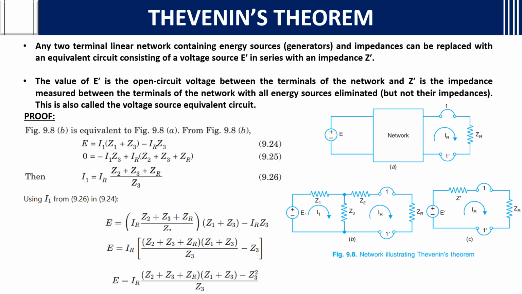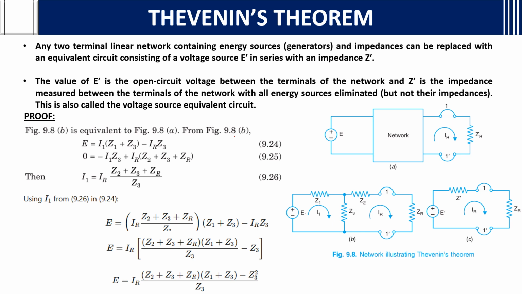Now if you see, 9.8b is equivalent to 9.8a. That is what I told: this network can be any network. Here they have taken 3 resistances. It can be in a different form of resistance also. They are telling us it is equivalent.